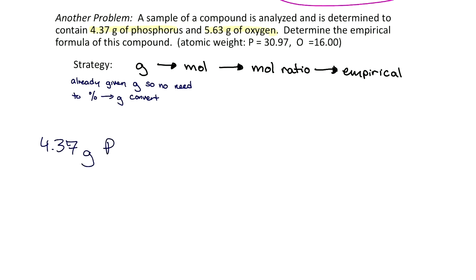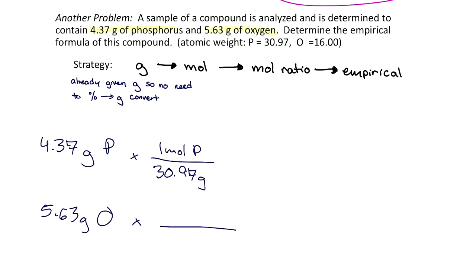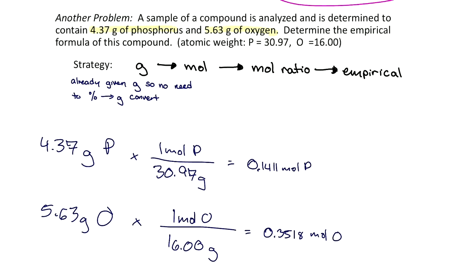So I'm just going to start with 4.37 grams of phosphorus and 5.63 grams of oxygen, and convert those to moles of each of those elements. The molar mass of phosphorus, 30.97 grams, is 1 mole of phosphorus. 16.00 grams of oxygen is 1 mole of oxygen. So mole amounts, there is 0.1411 moles of phosphorus and 0.3518 moles of oxygen.